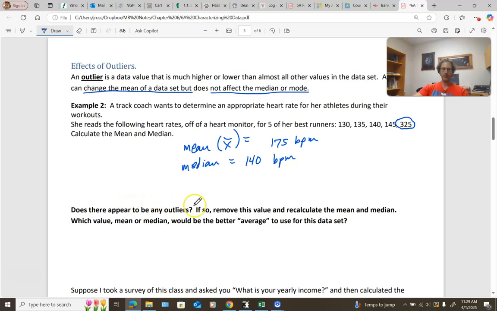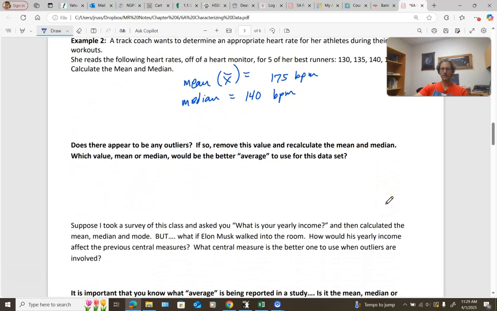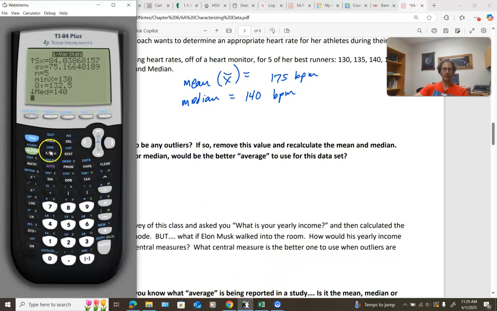So does there appear to be any outliers? We answered that. Now, if so, let's remove this value and then recalculate the mean and the median and see what the difference is. So I'm going to go back to my calculator, go back to my list, scroll down to 325, and just delete it. And then we'll go back to Stats, go back to Calculate, and do this all over again.